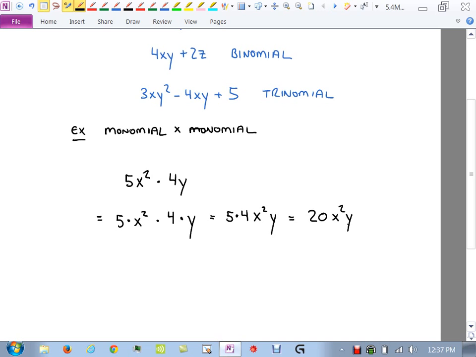So if you look back up at the original problem, we probably could get from that to the answer straight away without really having to write all this, right? You could just go, okay, 5 times 4 is 20, and then x squared y is just x squared y. And that's what you'll be doing, but I just want to show you why it's working, because it's all multiplication. Questions?